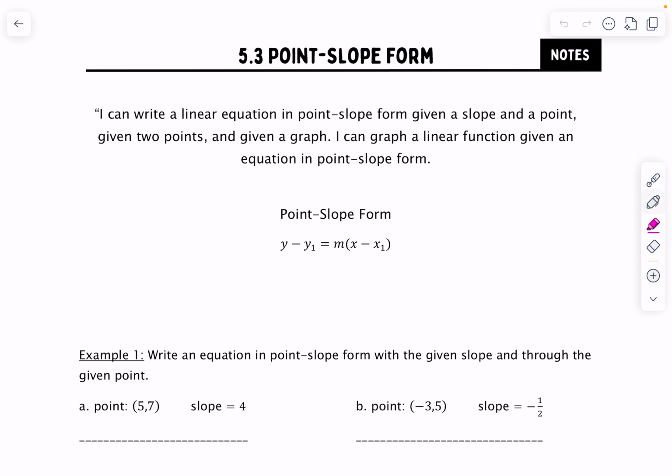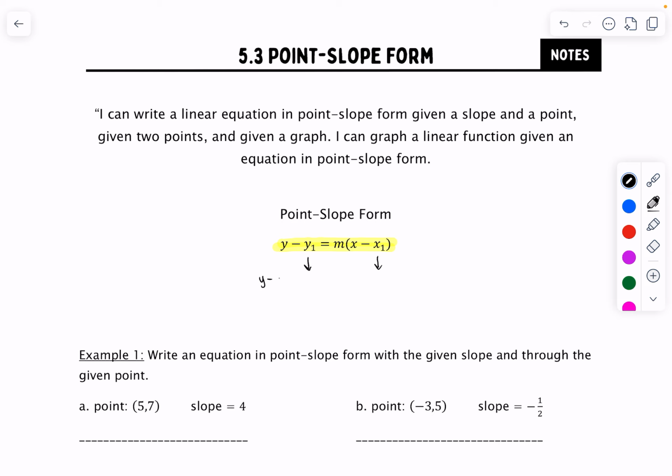I'm going to highlight it. Point-slope form is y minus y1 equals m(x minus x1). Let's break that down a little bit. The first thing I notice about this equation is I've got two y's and two x's. Well, this little x1 and this little y1 represent coordinates.